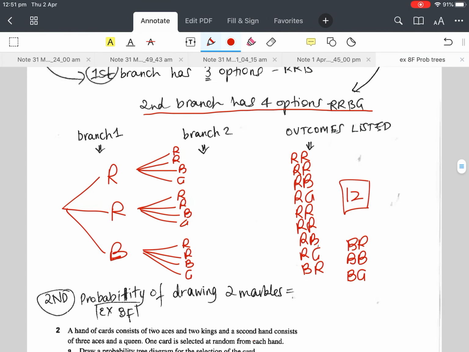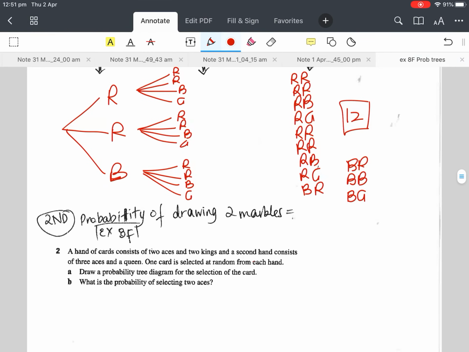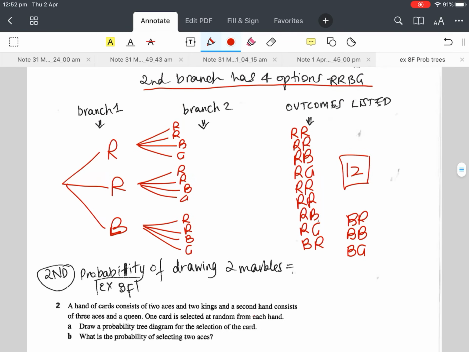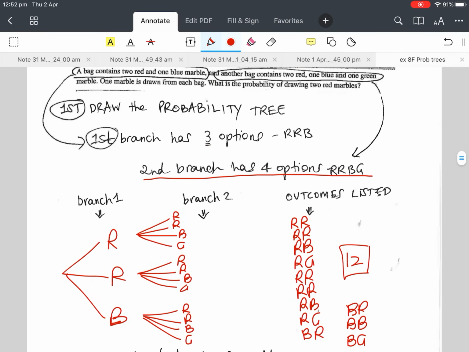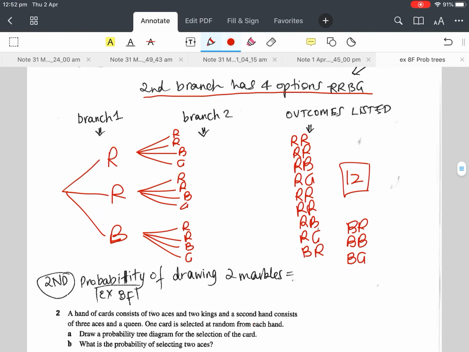Okay, let's go to a question. So here's the question. Probability of drawing 2 marbles. So the probability of drawing 2 marbles, haha, we're always drawing 2 marbles, so that would be 1, wouldn't it? So if I gave you a question, for example, what's the probability this time of getting an R and an R? So we have to count how many times RR came up.